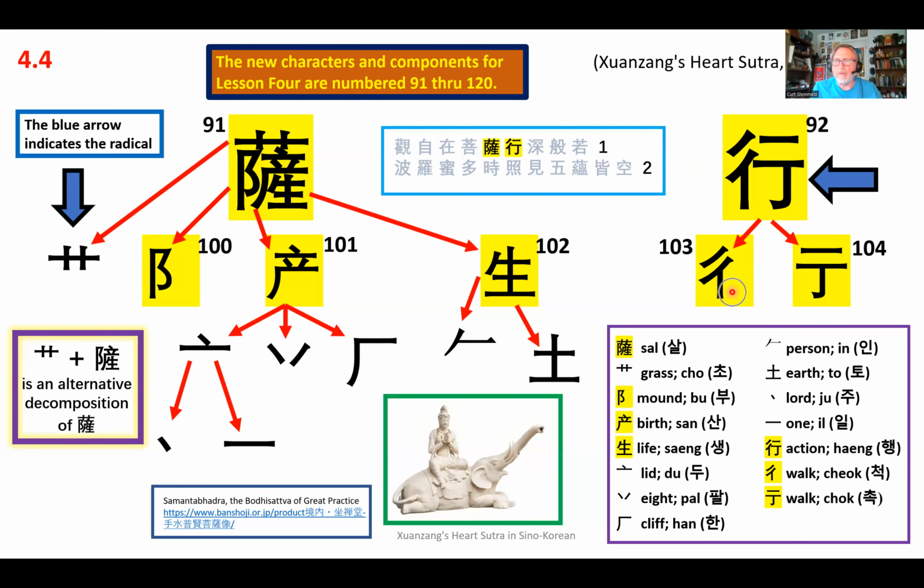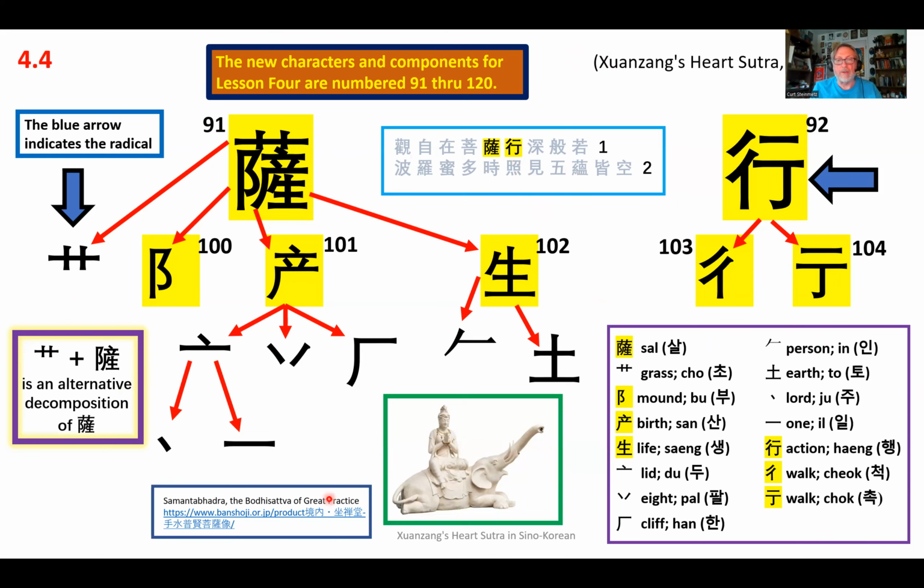If you look at them, these 2 parts are very similar, aren't they? It's a cross character with something on top, and this one is tilted, and this one is straight up and down. They're different characters, or different components. They both mean walk. One of them is pronounced something like chuk, and the other is pronounced more like choke. They're put together to make the character heng, which means action or practice. It can also mean to walk. Anyway, that's the breakdown for these 2 characters, the first 2 characters for this lesson.